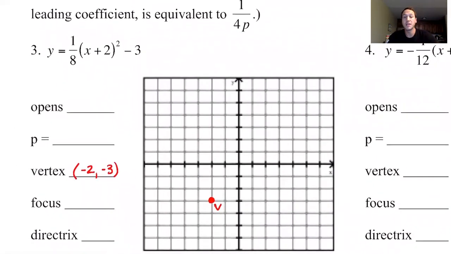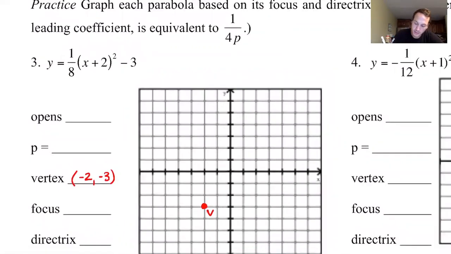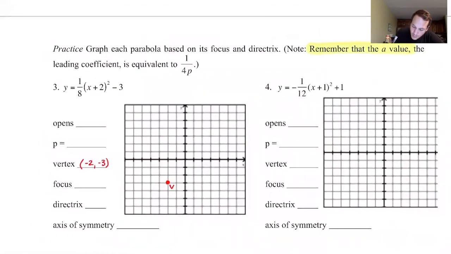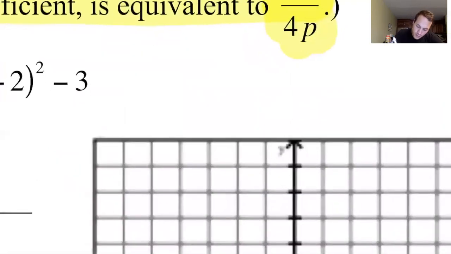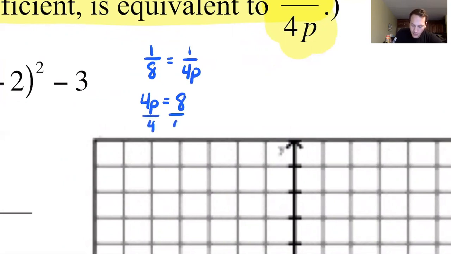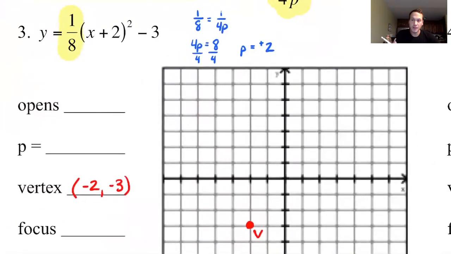Well, the rest comes from your p-value. And in order to find your p-value, to find that leading coefficient, I'm going to take this 1 over 4p, and I'm going to set that equal to 1/8. 1 over 8 equals 1 over 4p. When I cross multiply here, I get 4p is equal to 8. Divide both sides by 4, and I get p is equal to positive 2. From that, everything else just got unlocked. My p-value is positive 2.